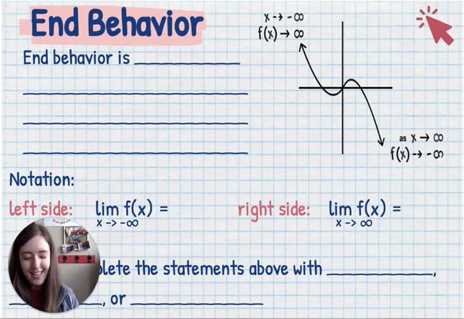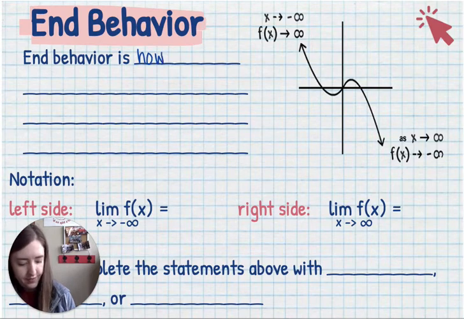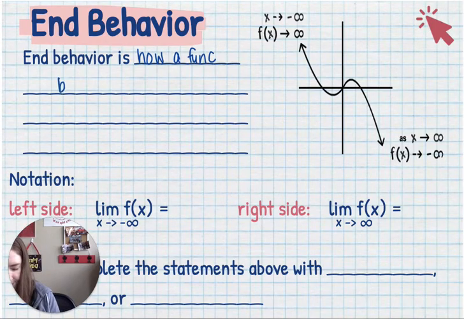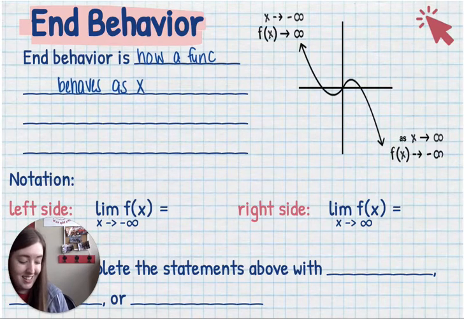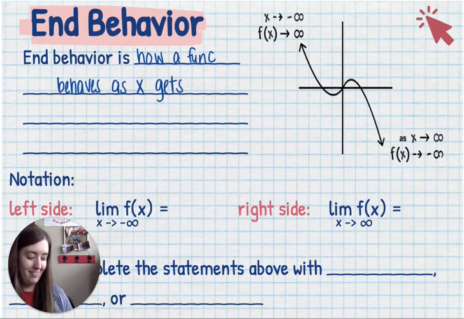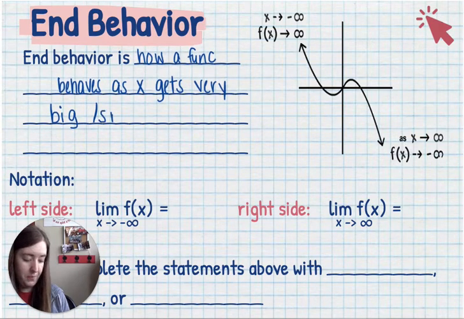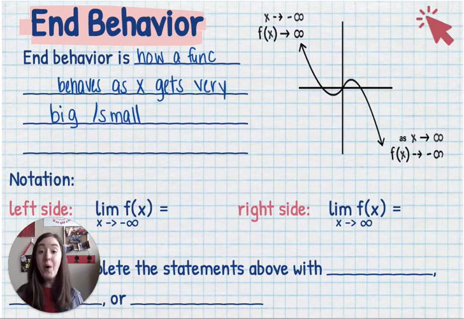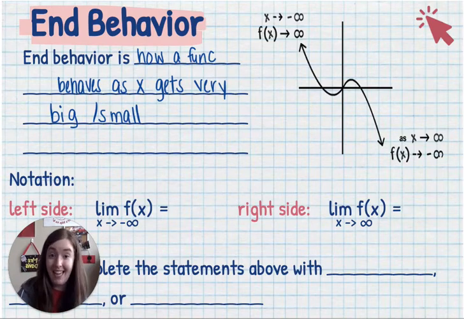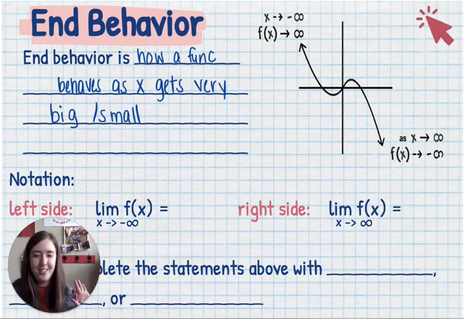So end behavior is how a function behaves as x gets very big or very small. And by small, I don't mean tiny, tiny, tiny. I mean very, very, very negative. So as far as we can go to the left, as far as we can go to the right.